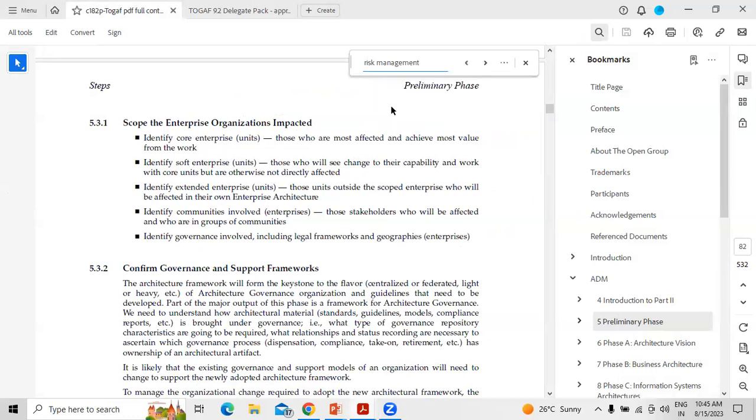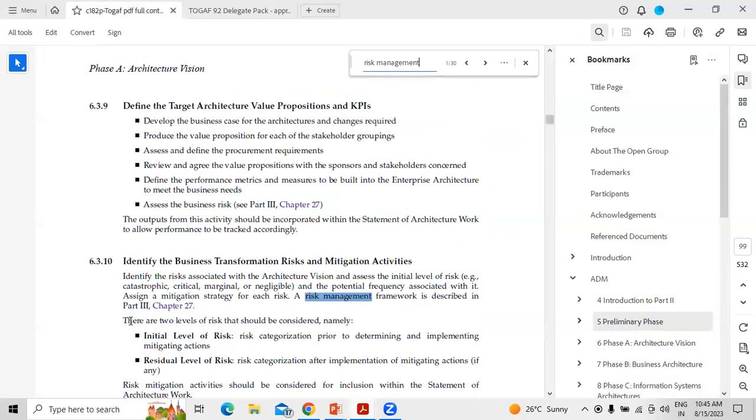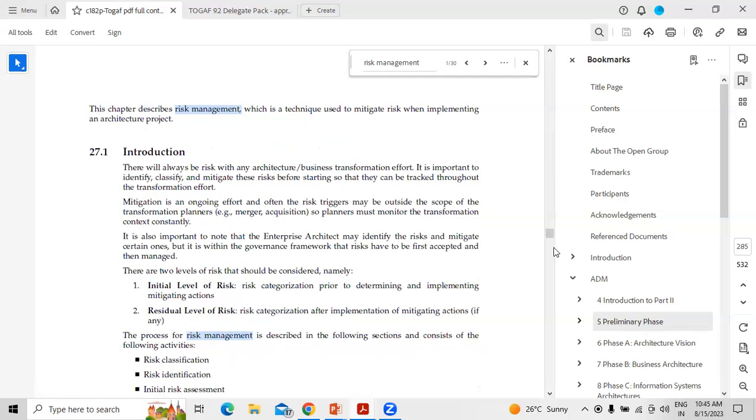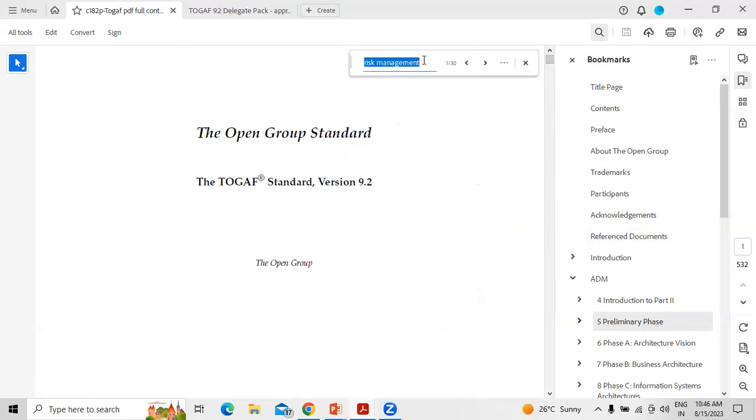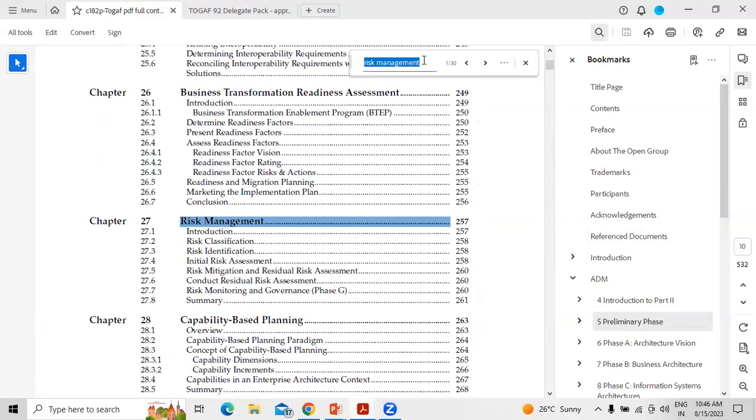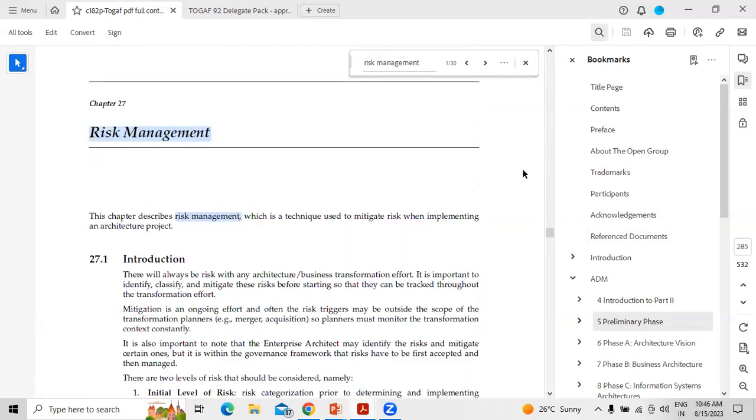So here we go. If you open risk management, chapter 27, let me show you how to search. Go to the beginning of the page and click on risk. You should go to the chapter on risk management, because in between there are many places where they mention risk, but you have to go to the main chapter. The same applies to compliance. Compliance is mentioned in the PDF in many places, but you have to go to the compliance management chapter.